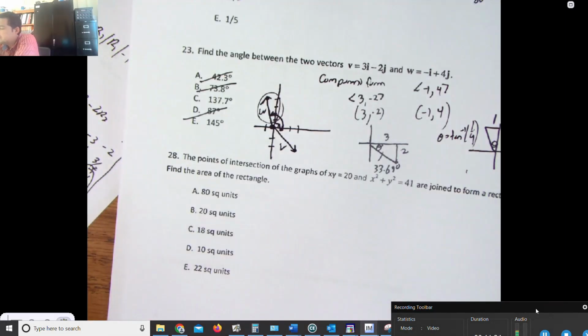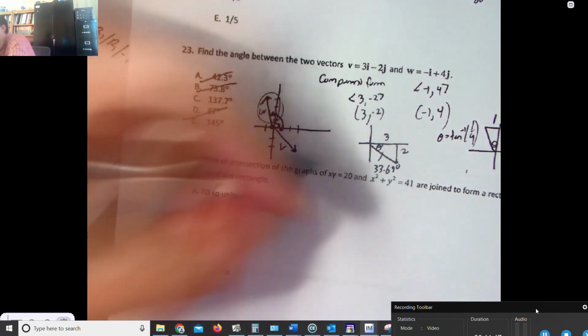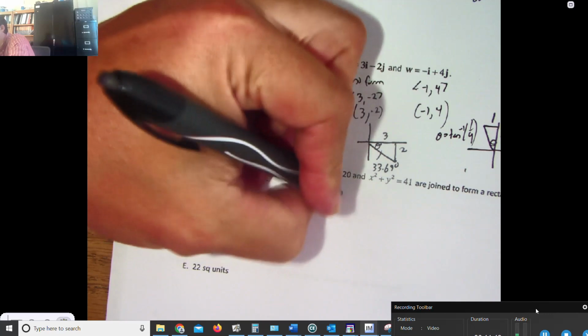The points of intersection on the graph of xy equals 20 and x squared plus y squared is 41 are joined to form a rectangle. Find the area of the rectangle. I bet this is not a fun problem. What does x times y look like? Y equals 20 over x. That is a fugly graph.